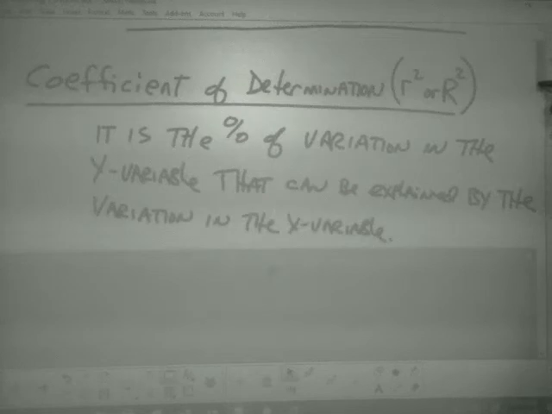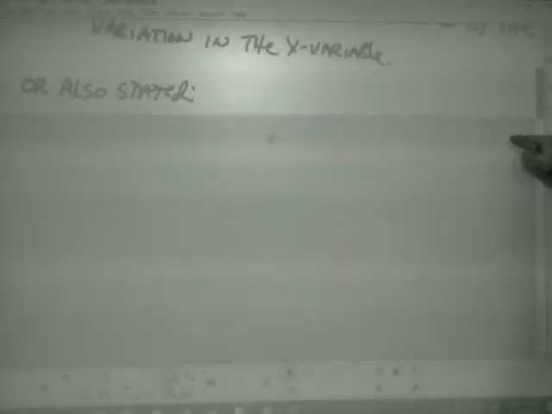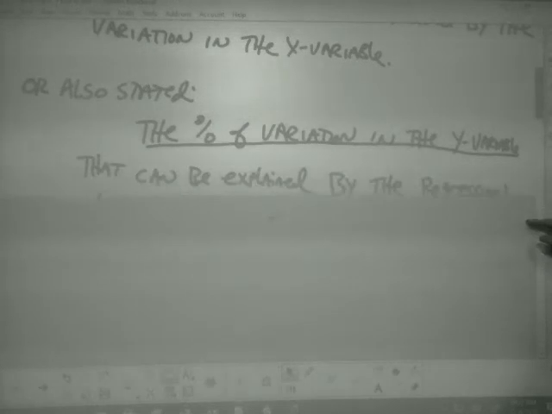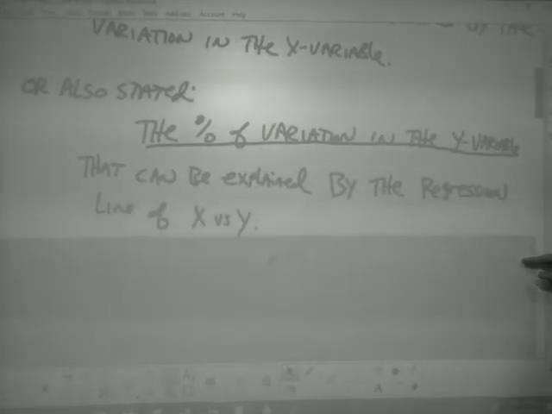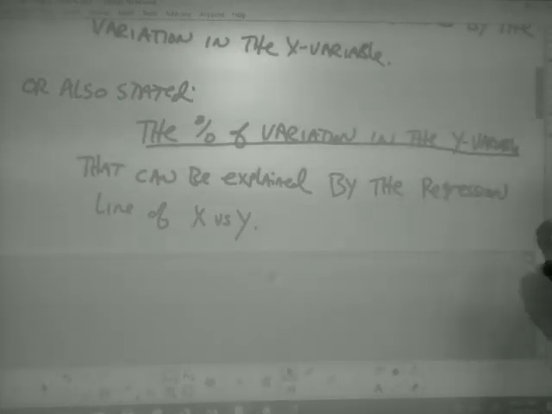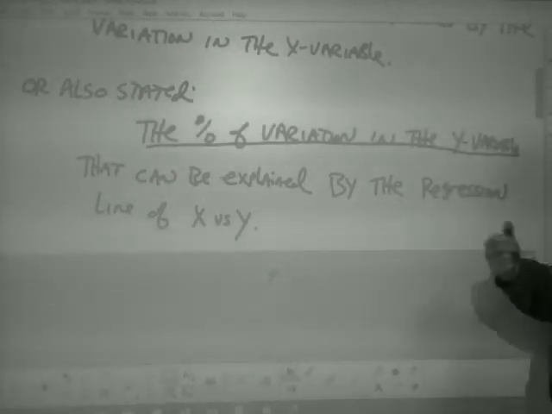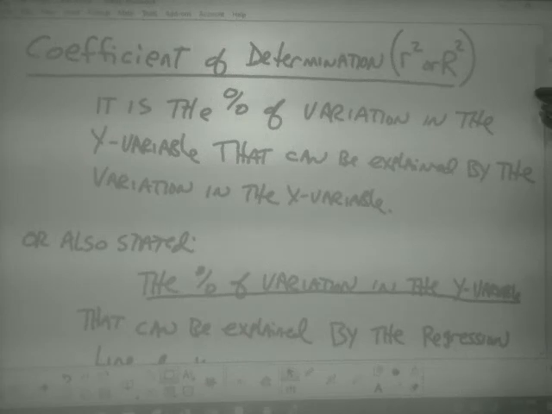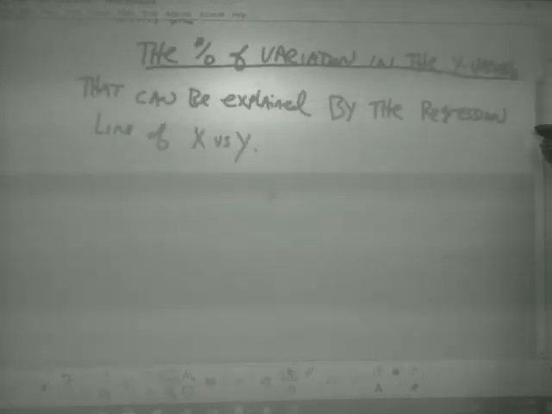It can also be stated, and this isn't used too often, but sometimes you might see this on the AP exam. It might talk about the percent of variation in the y variable that can be explained by the regression line of x versus y. This one you'll see less often. Sometimes you might see it in a multiple choice question. This one is the one that we will write on our paper.